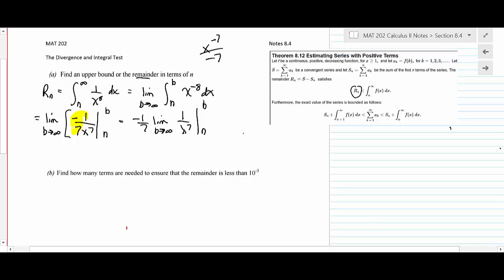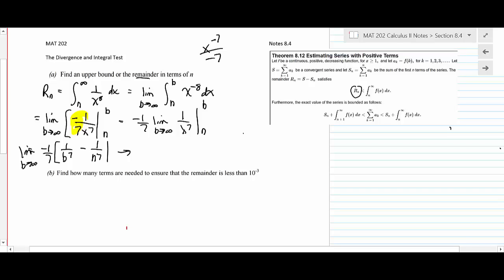Okay, so let's go ahead and do that and see what we get then. We're going to have negative 1/7. And if we evaluate the integral, the upper limit is going to be 1 over b to the 7th, and the lower limit is going to be 1 over n to the 7th. And then we need to take the limit. I need to write in that I'm doing the limit as b goes to infinity.